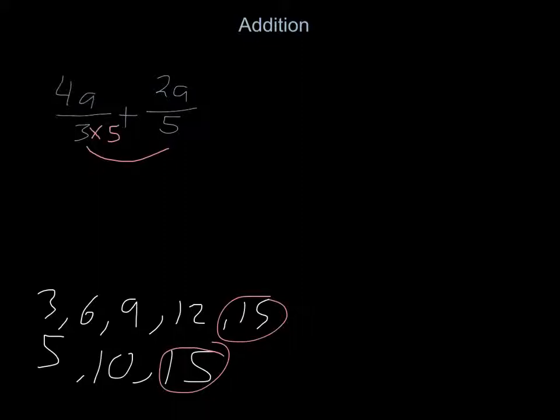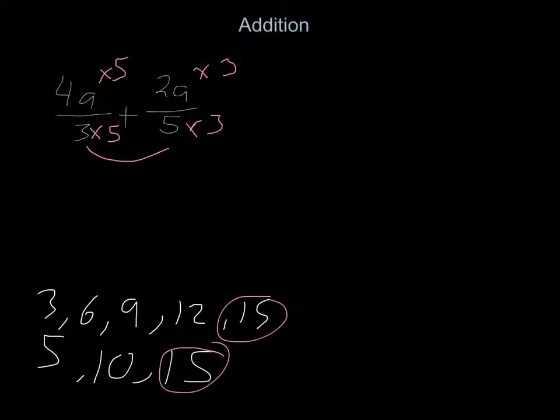So let's start with 3 times 5. We need to do the same to the top. So it'll be 4a times 5 up there. Now over here we're timesing this side by 3. So 5 times 3 and 2a times 3.